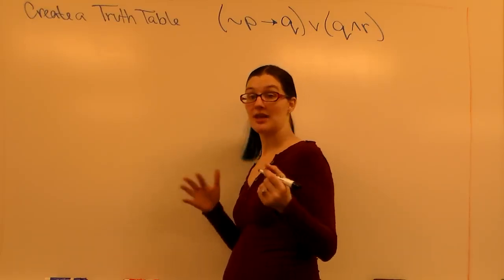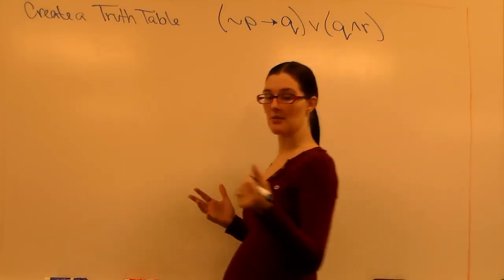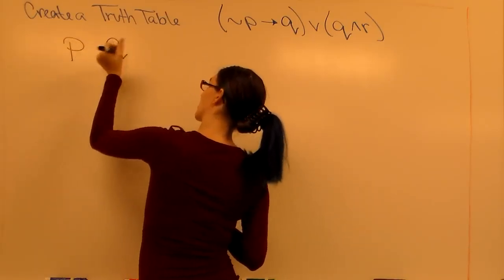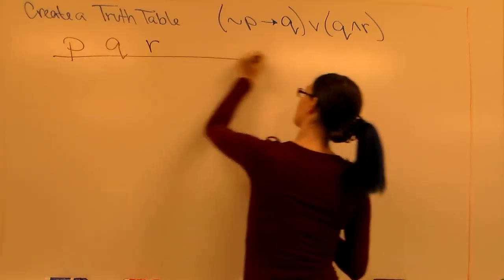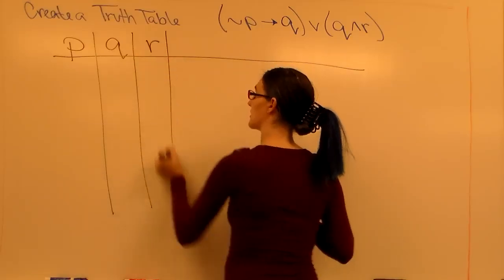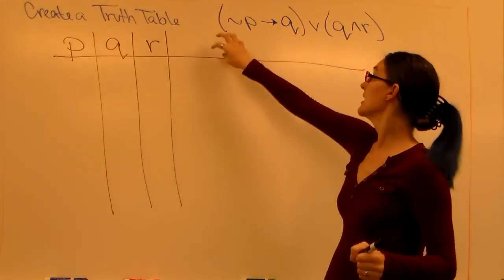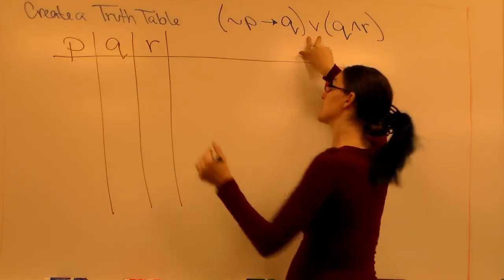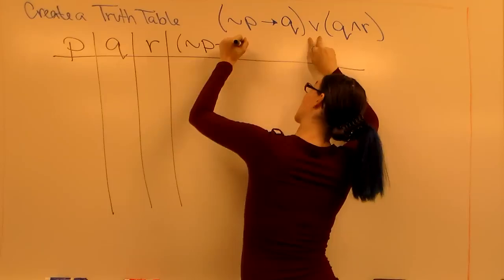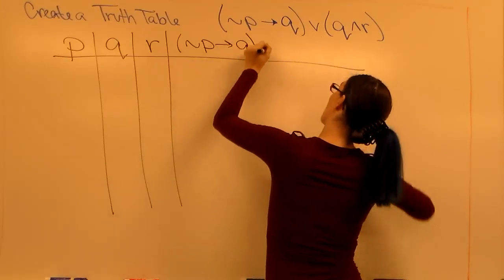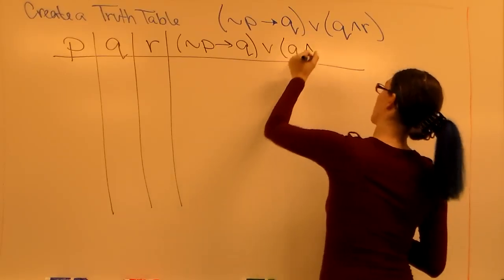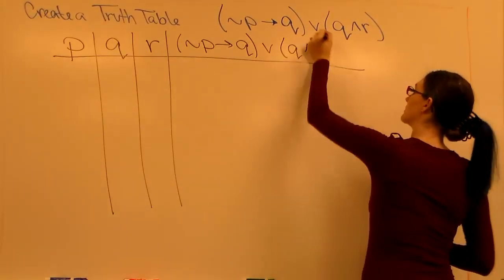The first thing you're going to do anytime with truth tables is start by setting up a basic truth table. You're going to have all of your variables: a column for P, a column for Q, and a column for R. Then here you're going to put your statement: if not P, then Q, or Q and R.